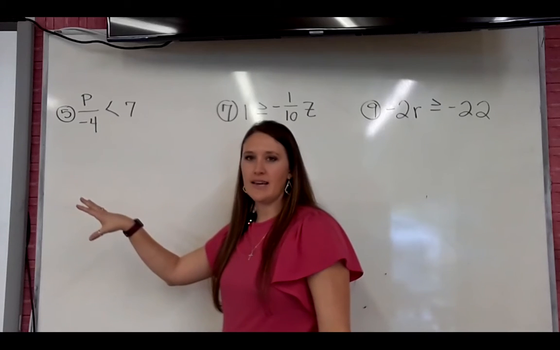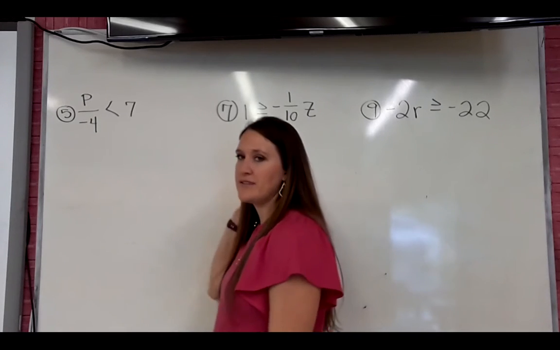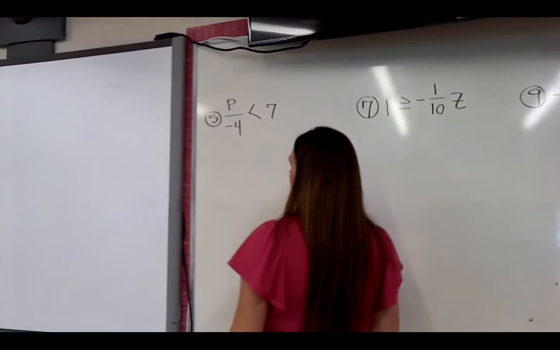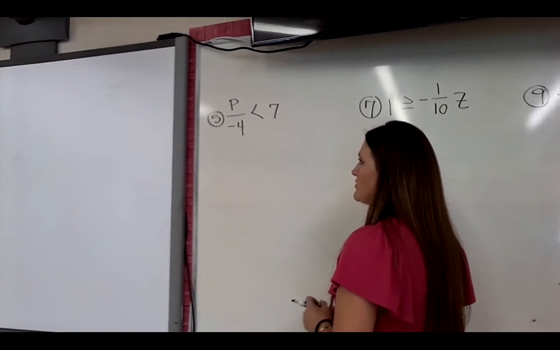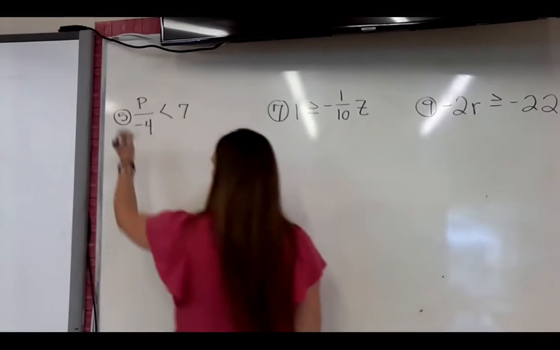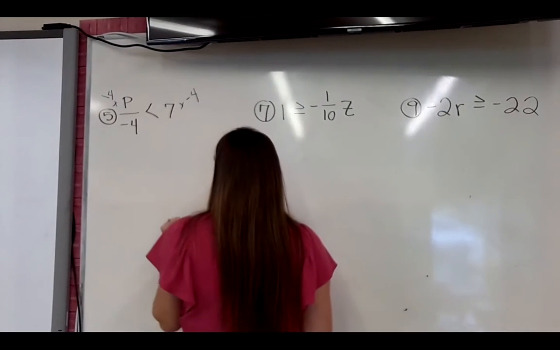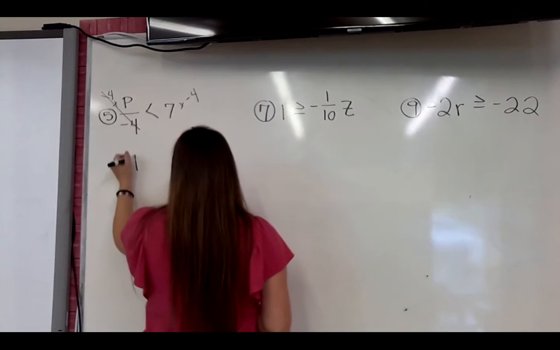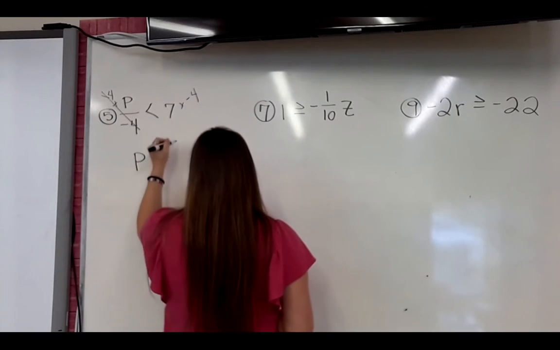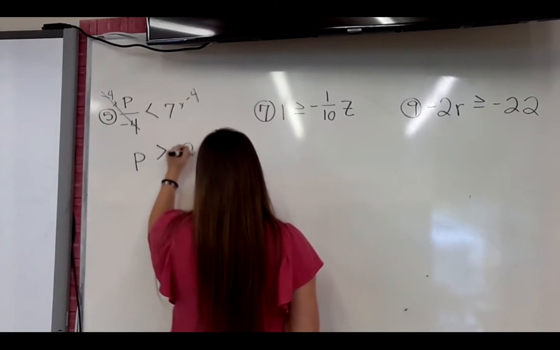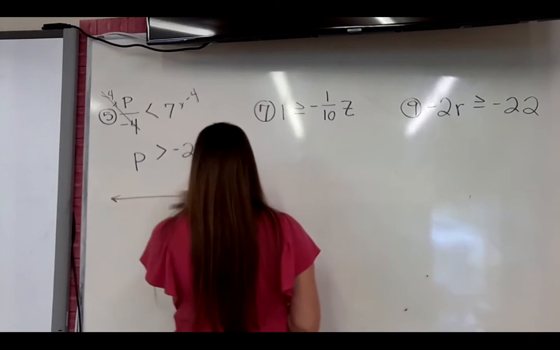Okay, on the second part, number 5, we're doing 5, 7, 9. On 5, we have p divided by negative 4 is less than 7. So to get rid of that negative 4, we're going to multiply both sides by negative 4. Since we are multiplying by a negative, our sign flips. 7 times negative 4 is negative 28.